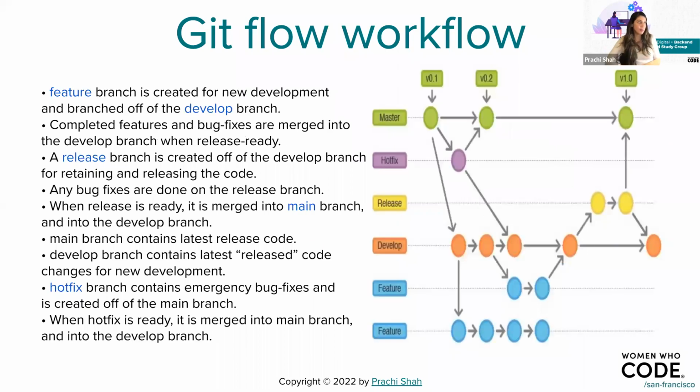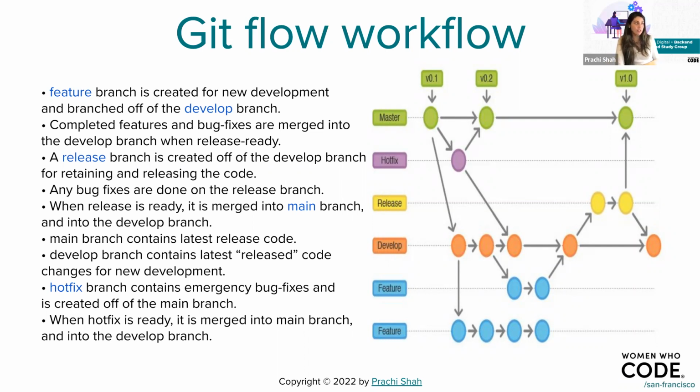So if we look a little bit more in detail, we need to really understand the purpose of each of these branches. Like I said, feature branches for new development can branch off of develop, but they usually branch off of main. Completed features and bug fixes are merged into the develop branch when release ready. So any kind of feature branch or develop branch is basically for your feature development and your bug fixes.